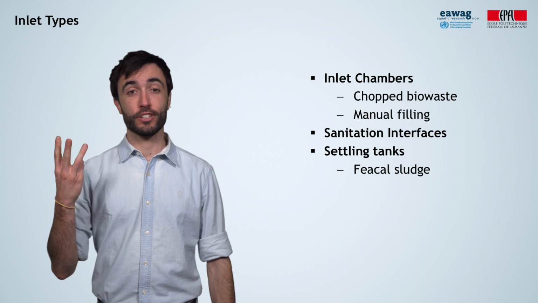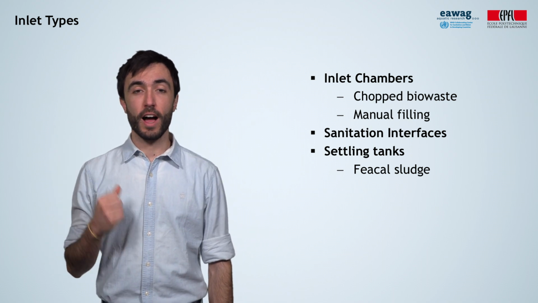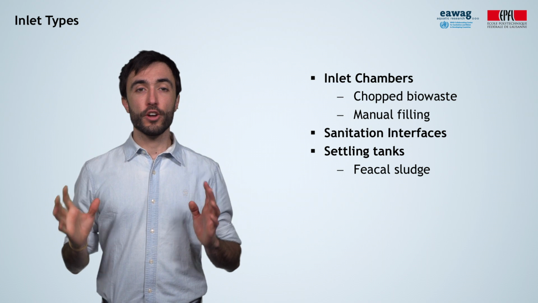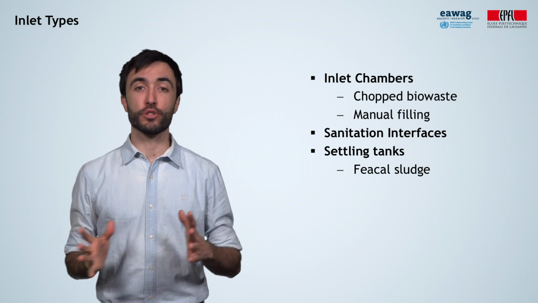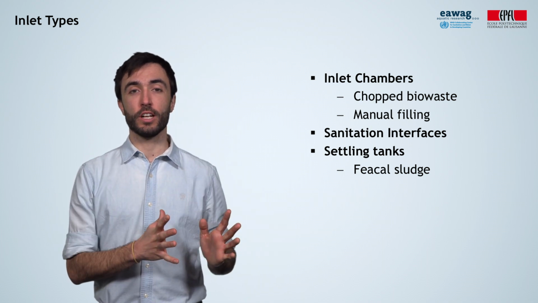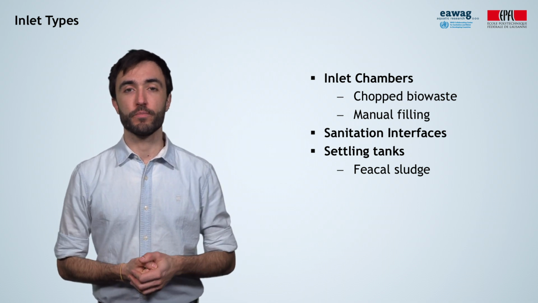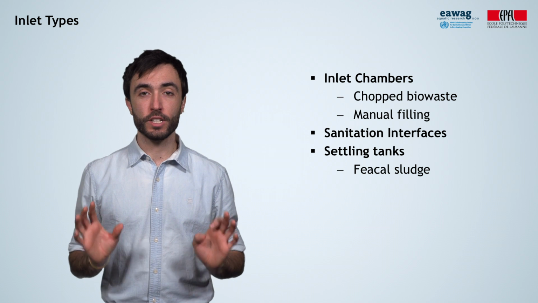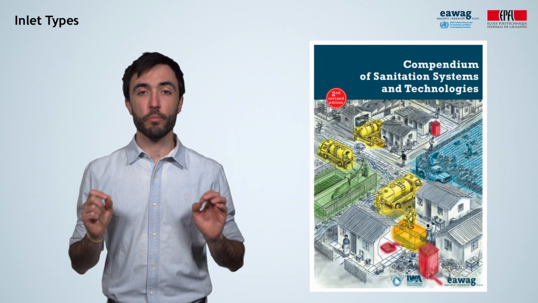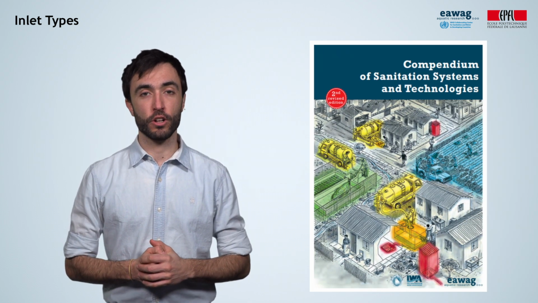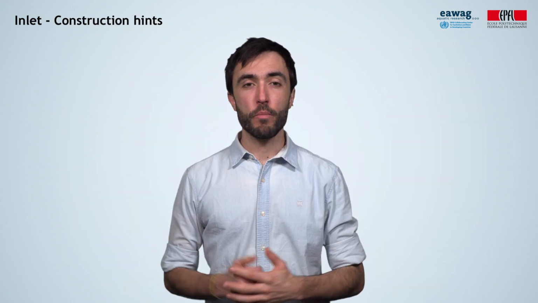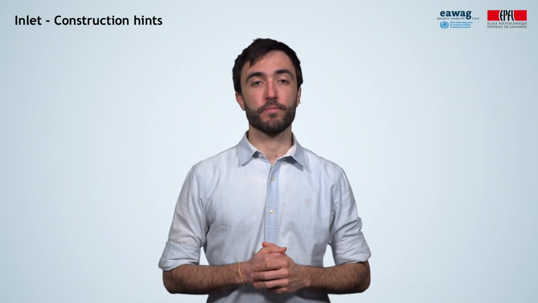And settling tanks, used for feedstocks with high liquid content. Here the effluent is separated from the sludge, bringing only the sludge into the digester. This is the case for the plant in Dar es Salaam. If you want to learn more about settling tanks, have a look to the Compendium of Sanitation Systems and Technologies. Let's now mention 3 construction hints.